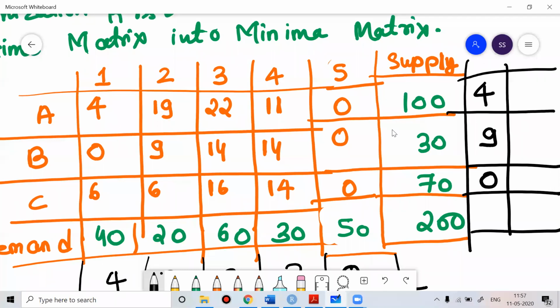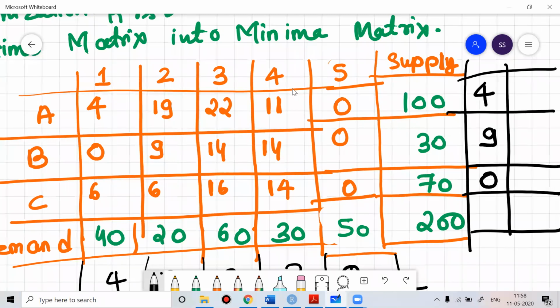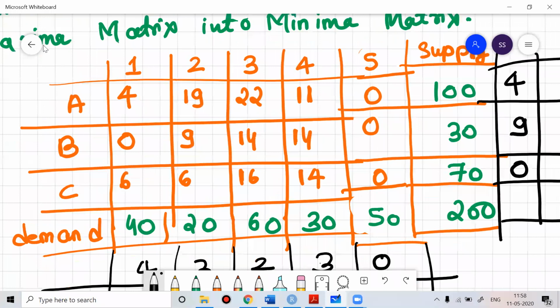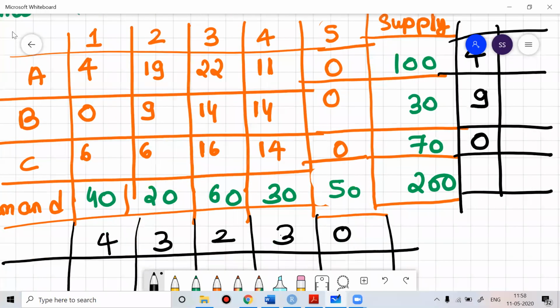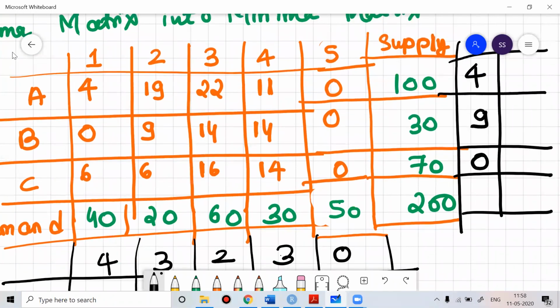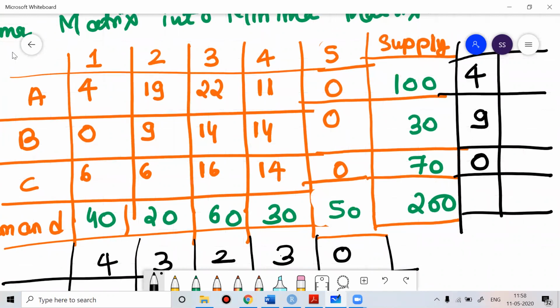So you will do this work row wise and column wise. Now see, out of 3 rows, you have the 3 values called 4, 9, 0. And if you see column wise, the values are 4, 3, 2, 3, 0, and 9 is the highest value. So the highest value is 9. So now you will enter the second row. That means I'll give preference to the second row.